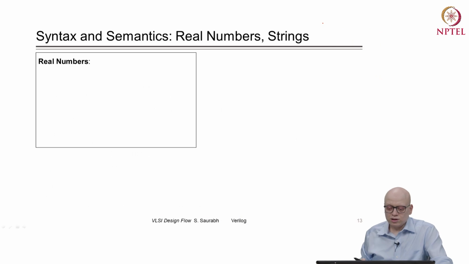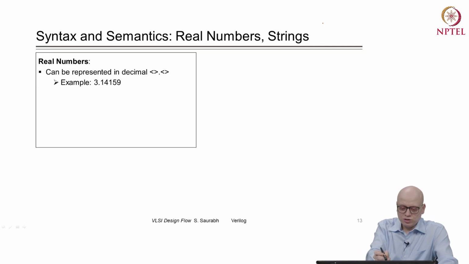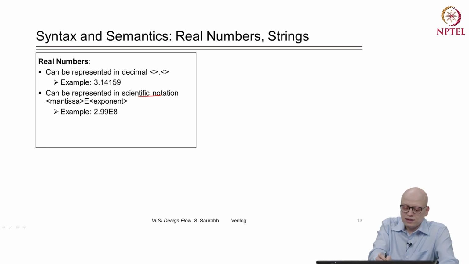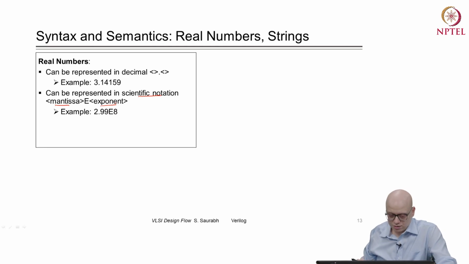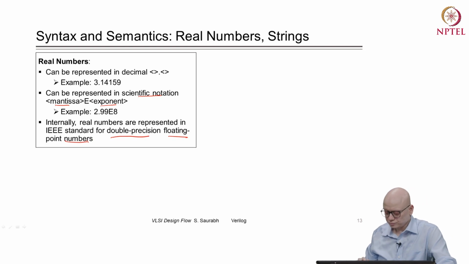So, in Verilog, real numbers can be represented in decimal form like we normally do. For example, we can write a real number as 3.14159, or we can choose the scientific notation like 2.99E8, where we have the mantissa and exponent parts separate. Internally, real numbers are represented in the IEEE standard for double precision floating point numbers.